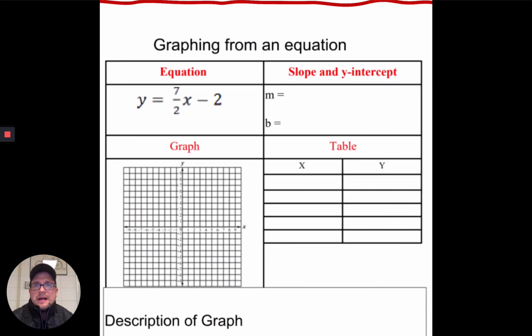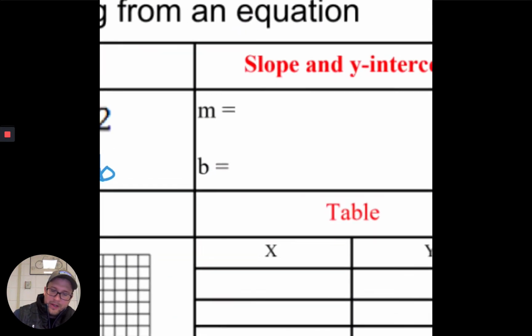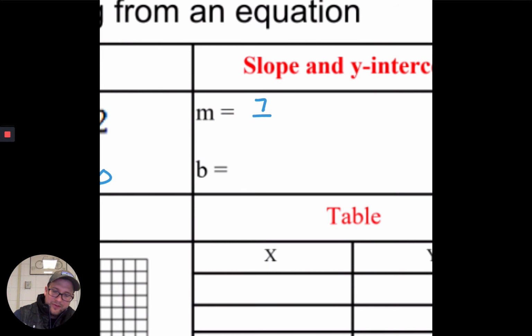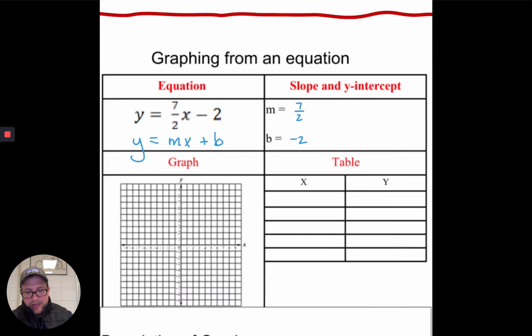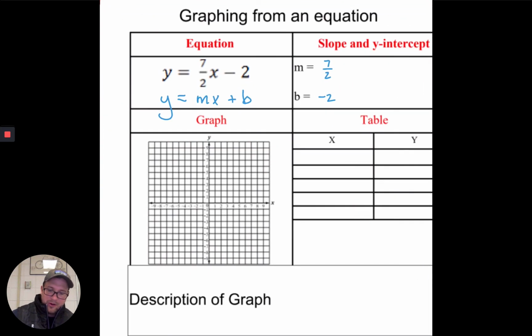First thing we should realize is that this equation is written in slope-intercept form. Remember, in slope-intercept form, my slope sits right in front of the x, and the b value, or my y-intercept, is the part that's added or subtracted. So we can quickly come over here and identify our slope to be 7/2, and our b value to be a -2.